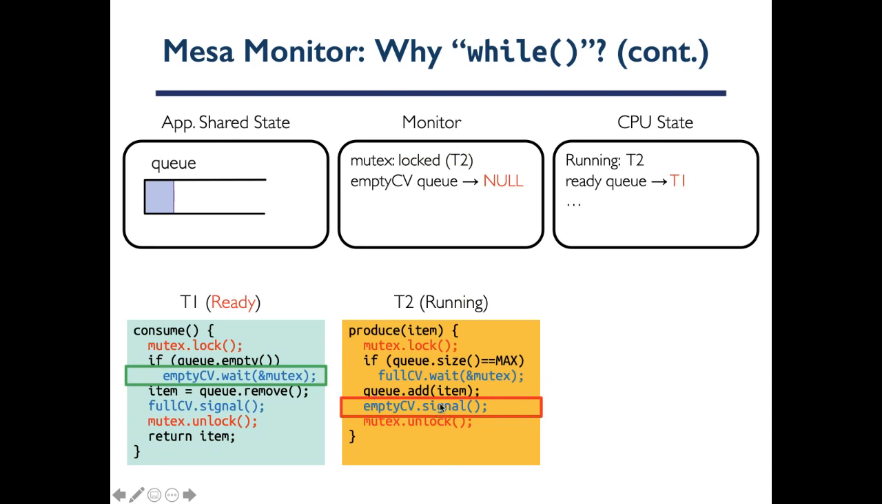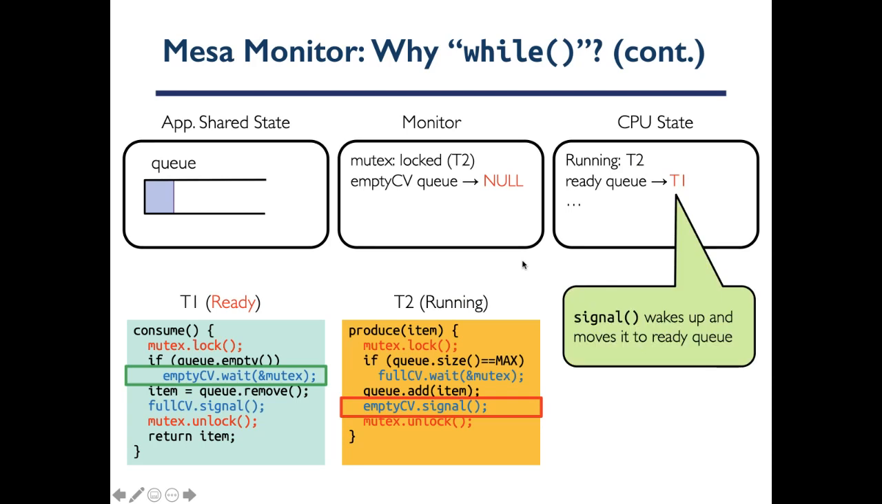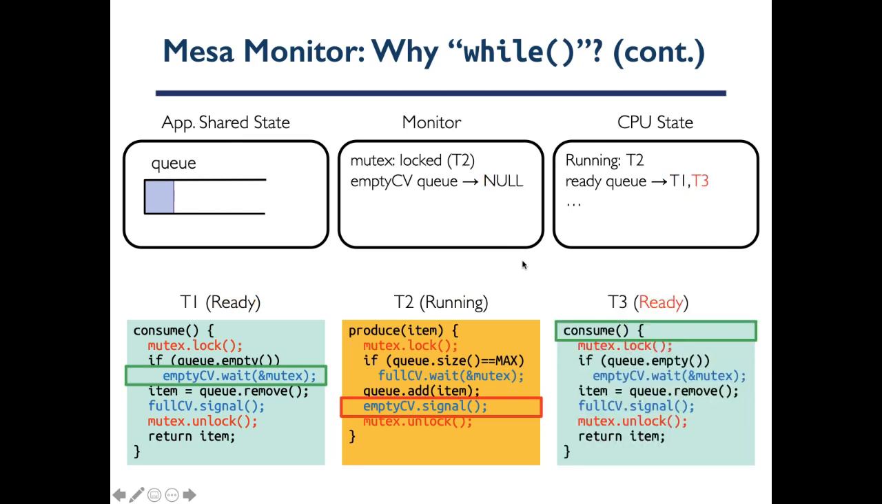What does this signal do? Now, let's look at everything here. The signal has removed T1 from the empty CV and put it on the ready queue. So now T1 is ready. The mutex is still locked, and T2 is running. And there is one item on the queue. Now let's say T3 comes in at this point.